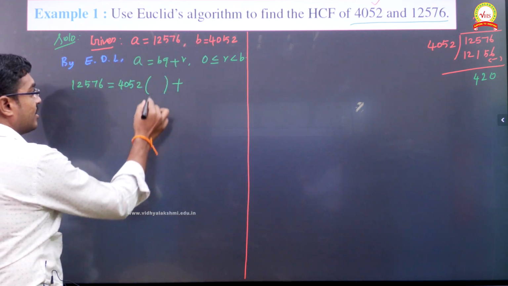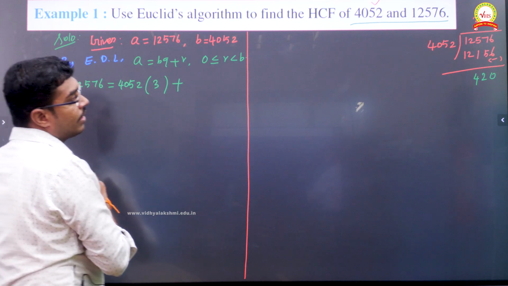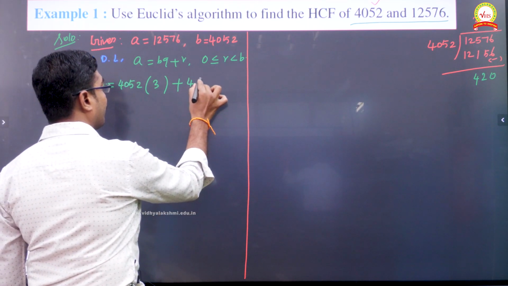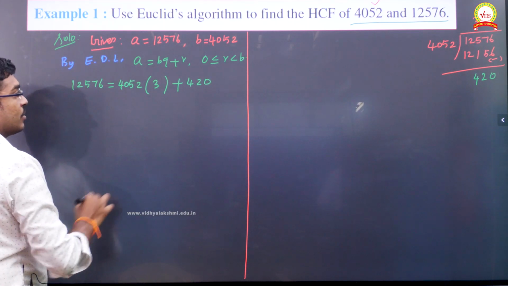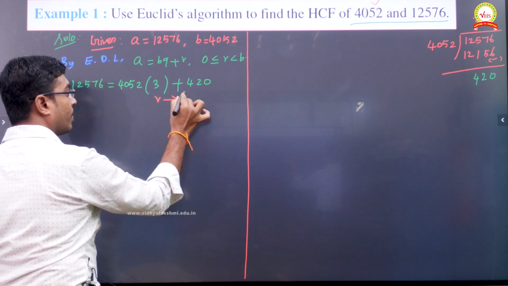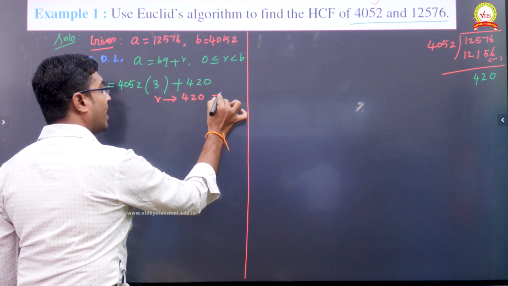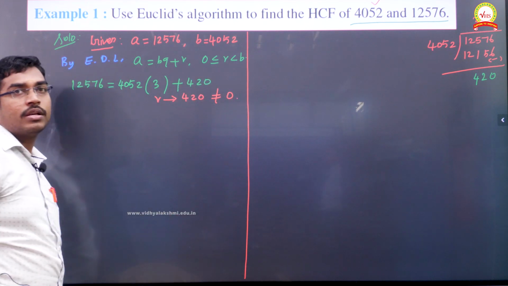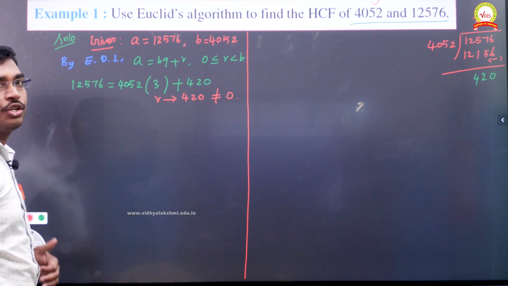So, substituting, the quotient is 3. The remainder is 420. Am I right? The remainder 420 is not equal to 0. So, the process will continue.